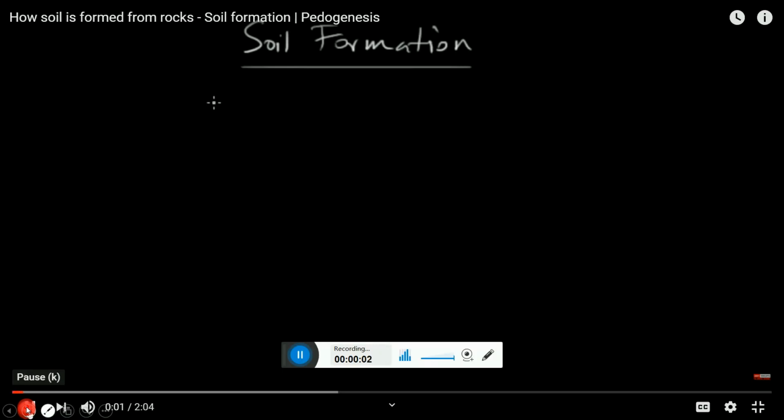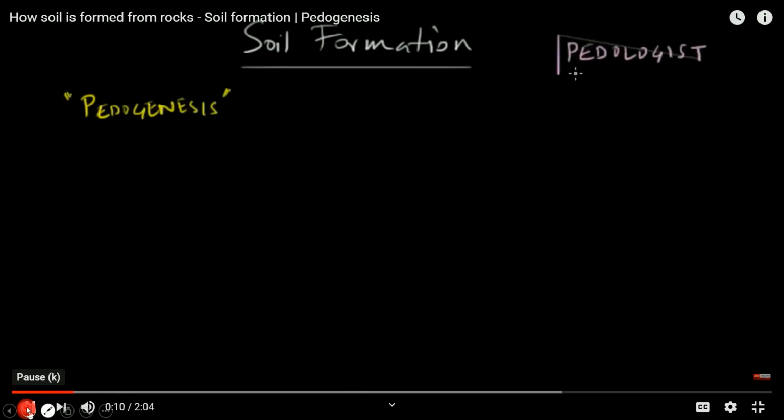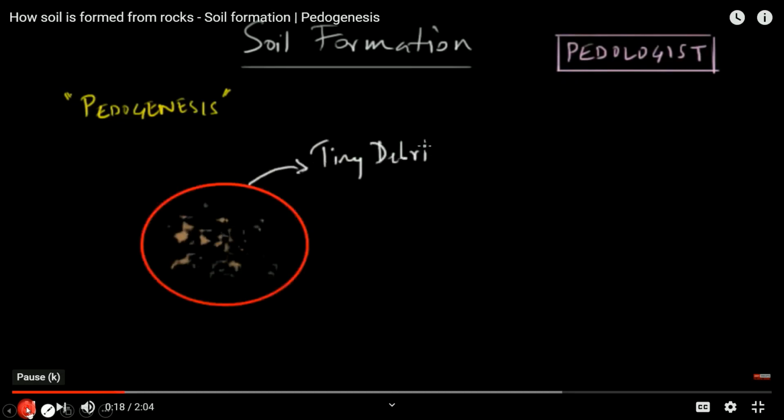So, what is the process of soil formation? There's another term given to it. It is called pedogenesis. The person who studies soil is called a pedologist. Now, when we think of soil, these are tiny debris or particles. And where do these particles come from? Now, that's the first question in soil formation.